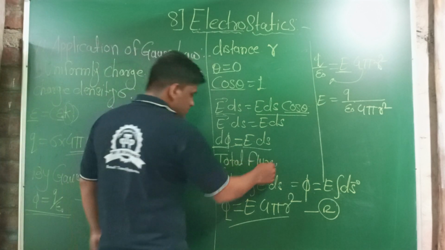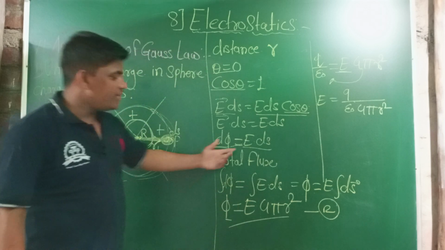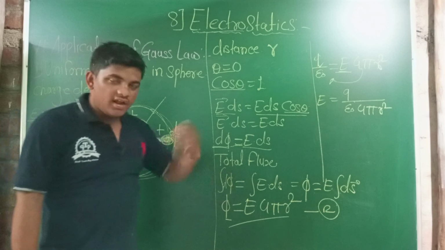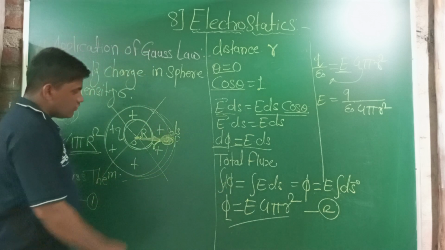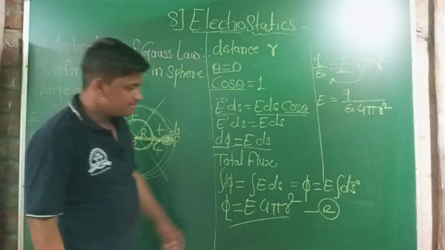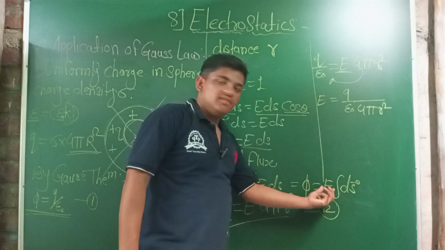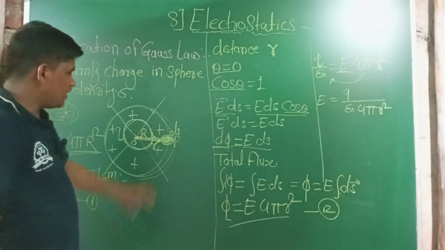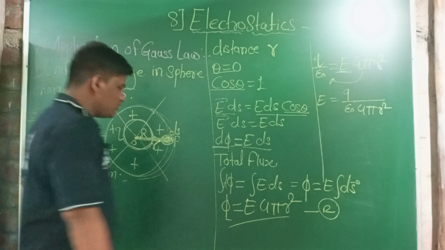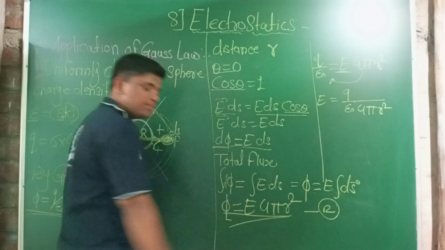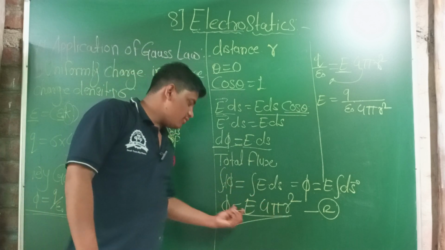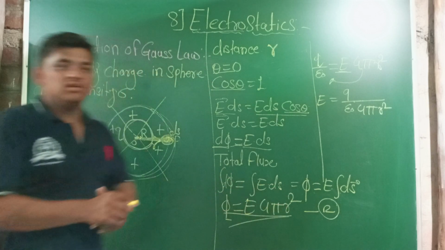Then the total flux must be found by taking the integration of both sides, LHS as well as RHS. The total electric flux, phi, is the integral of the small fluxes, and E is constant, so we integrate ds. The integration of the smallest surface elements gives the overall surface of that sphere, which is 4 pi r square, and the remaining part is phi is equal to E into 4 pi r square.